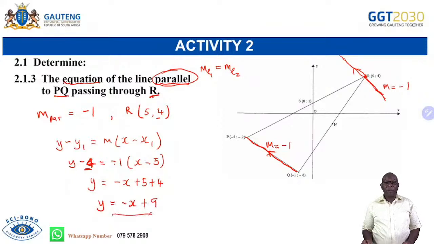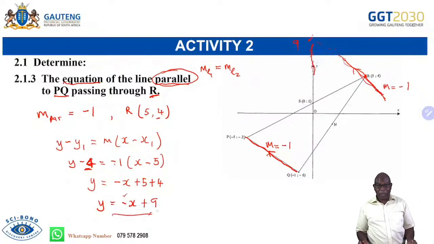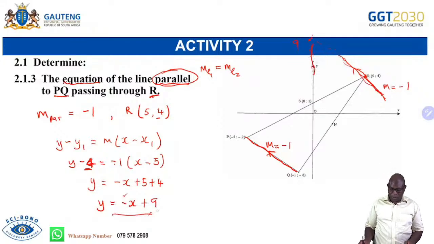How do I know that I'm correct? That line is a decreasing function, so it has a negative gradient. If I continue with my x-axis and y-axis, that point up there will be +9. So my y-intercept will be +9. So I know at least that that answer is close to what they're looking for, or it's actually what they are looking for.